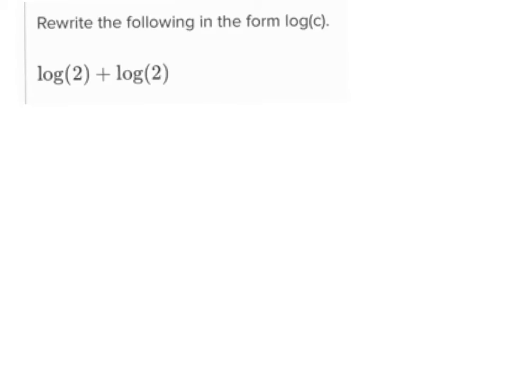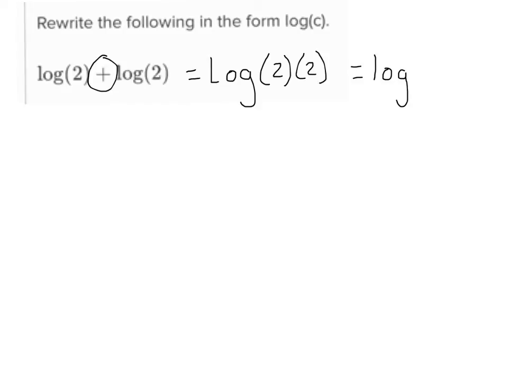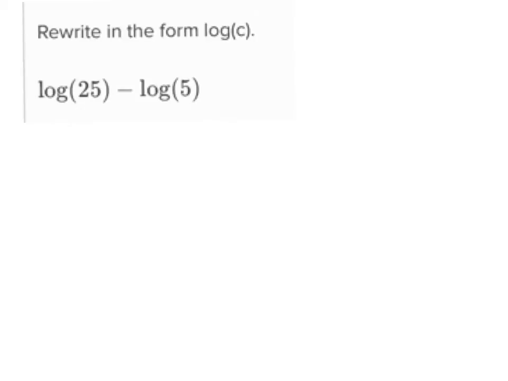All right, on this one, I have log base 10 of 2 plus log base 10 of 2. And that's the same thing as, since I'm adding, I can multiply them. Log base 10 of 2 times 2, which is log base 10 of 4. Okay, so why don't you pause this and see if you can do this one, and then push play and see if you got it right.